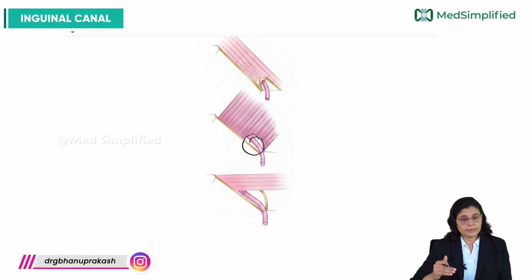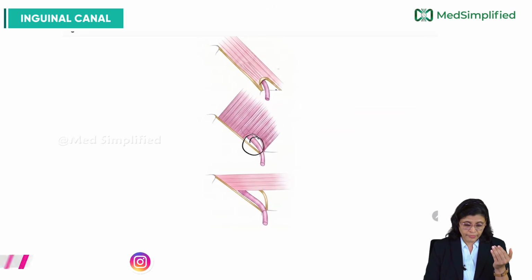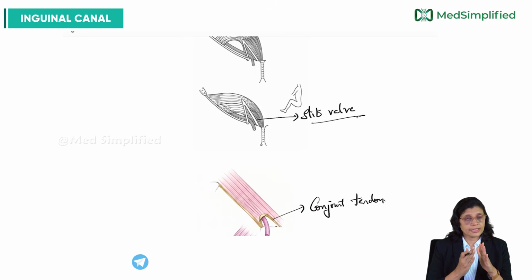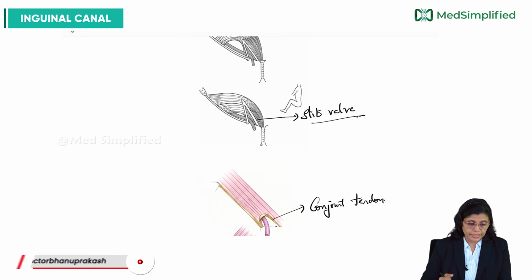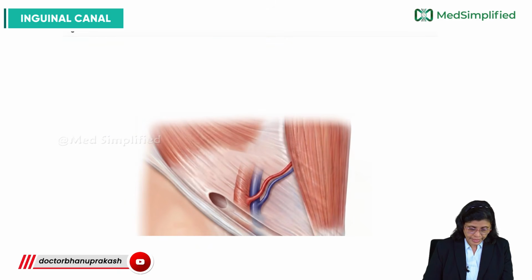And the guarding mechanism, what happens is the superficial inguinal ring from behind is guarded by the conjoint tendon, and the deep inguinal ring from the front is guarded by the internal oblique muscle fibers. So whenever there is increased abdominal pressure, these act as a guard and prevent the herniation of the structures. So that is about the defense mechanism.